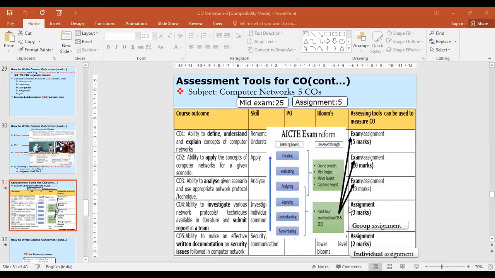Level 6 is create, nothing but design. When you are writing from the design point of view, what is the duration of a theory exam? It may be 1 hour. Mid exam is 45 minutes to 1 hour, sir, in between.